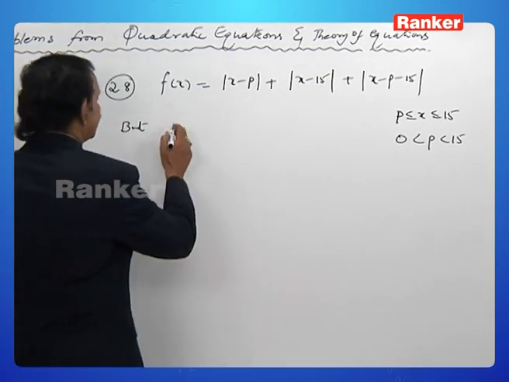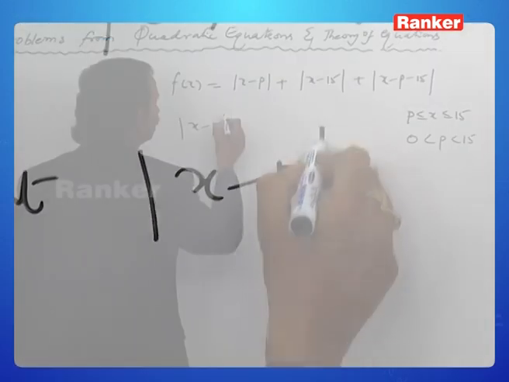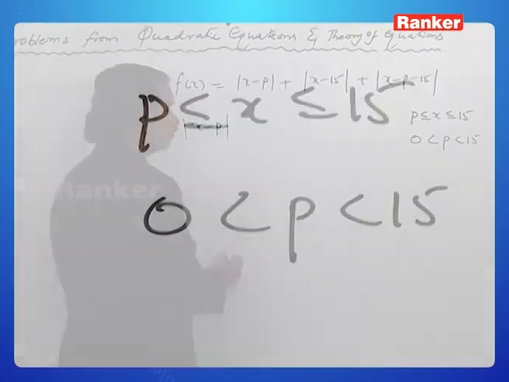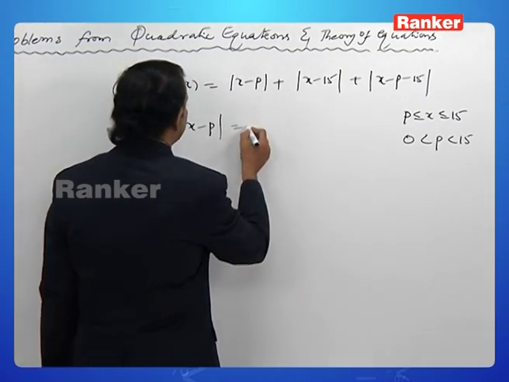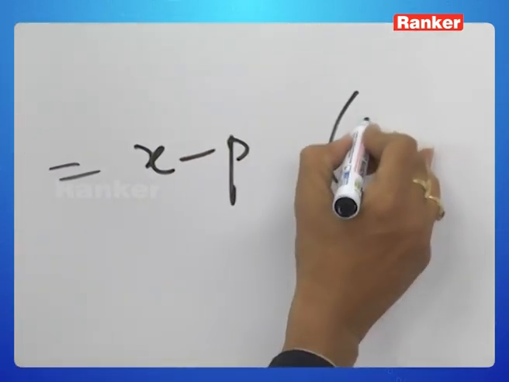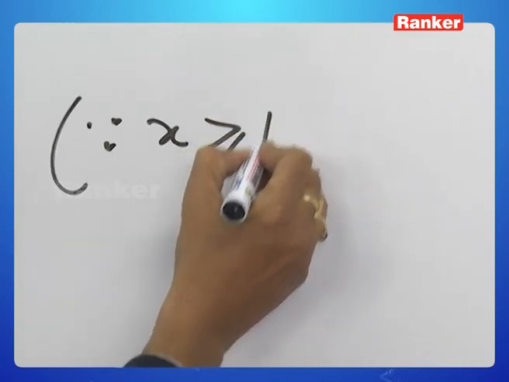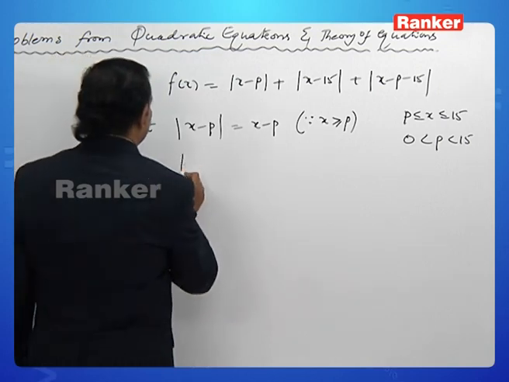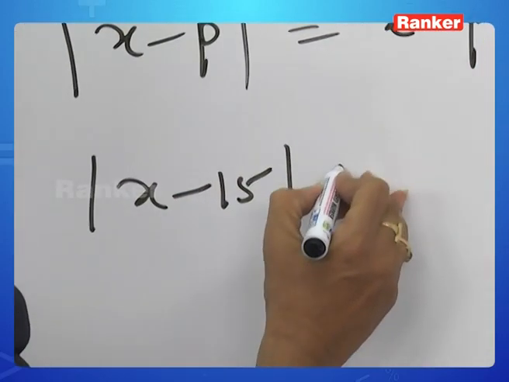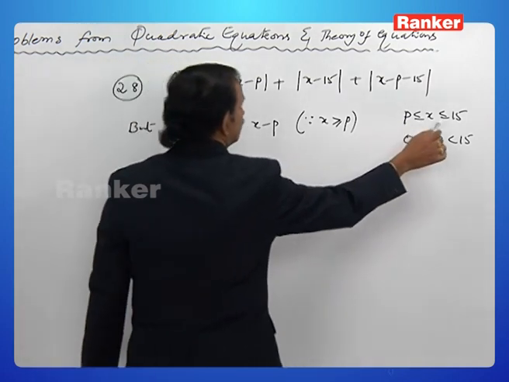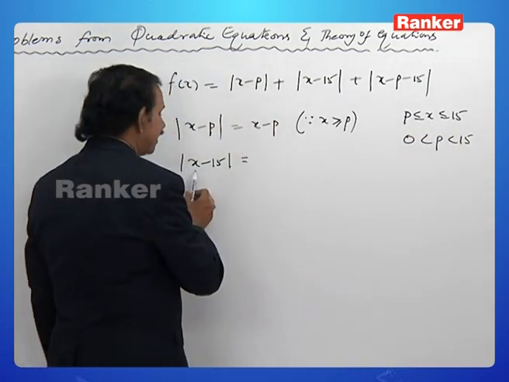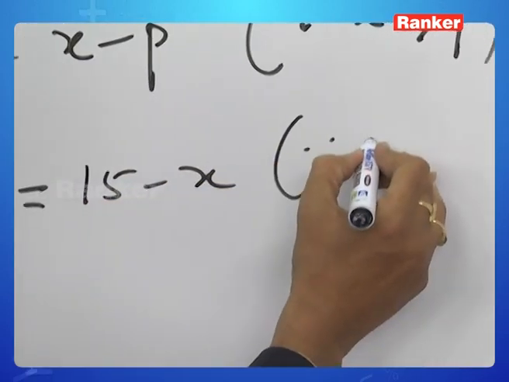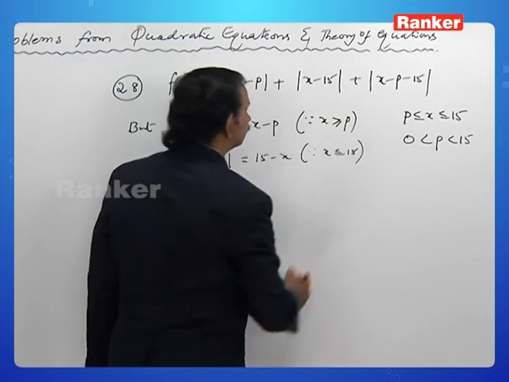Good. What is mod x minus p? See, p less than or equal to x means x is greater than or equal to p. So mod x minus p is equal to x minus p itself. What is the reason? Since x is greater than or equal to p, we have noticed this. And then mod x minus 15. What can you say about mod x minus 15? X is less than or equal to 15. This is a smaller number, this is a big number. So the difference is 15 minus x, since x is less than or equal to 15.